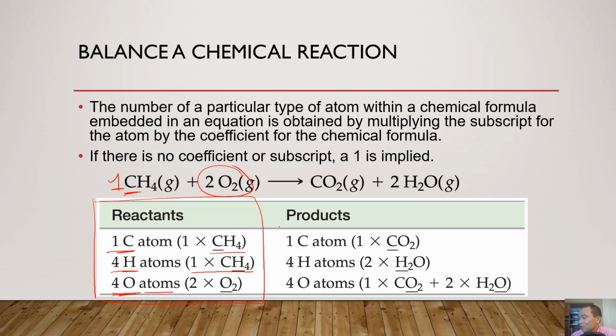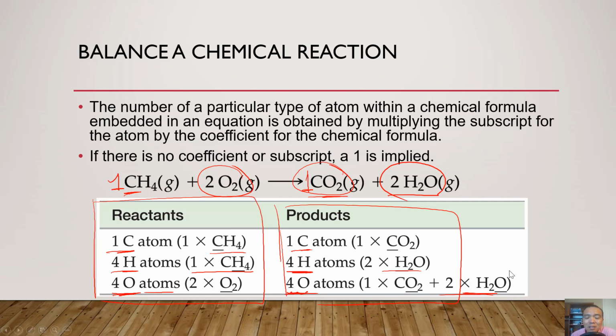After the reaction, or when you look at the products, you have 1 carbon inside 1 CO2. That 1 is not written. And 4 hydrogen atoms, and 4 oxygen atoms as well. Because for 1 CO2, you have 2 oxygen atoms. For 2 H2O, you also have 2 oxygen atoms. So you have a total of 4 oxygen atoms. As you can see, for all the elements, carbon, hydrogen, and oxygen, they are all balanced. So the chemical reaction is balanced in this case.